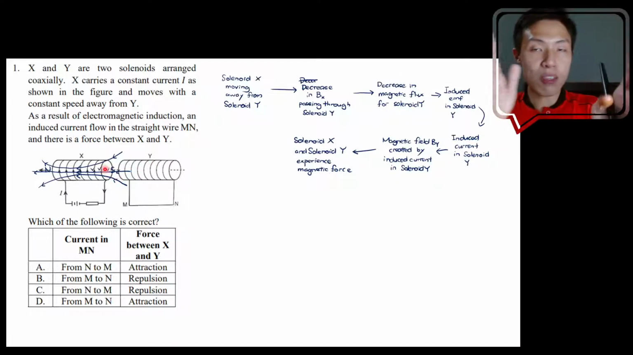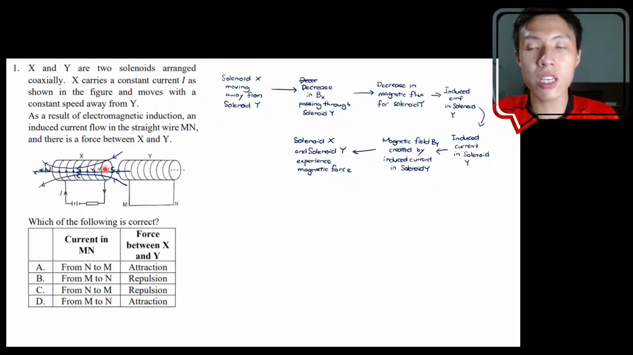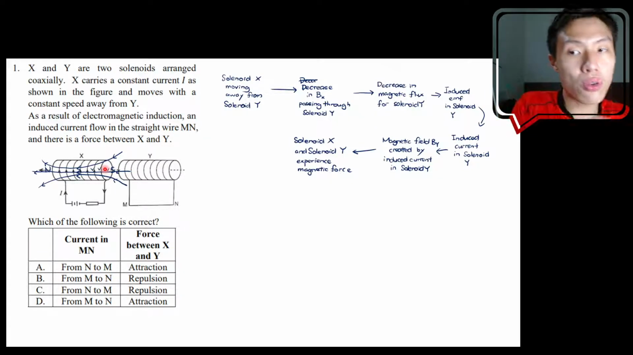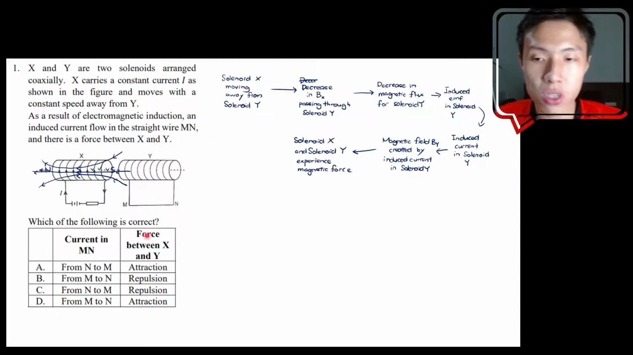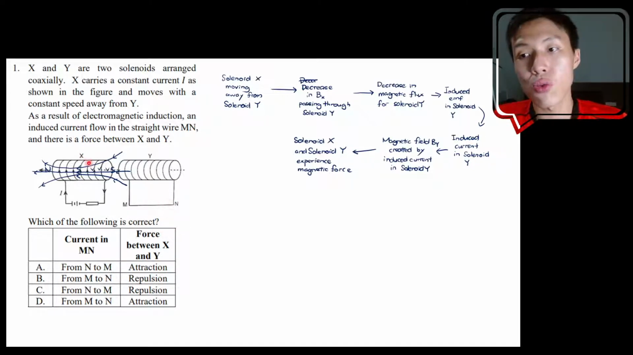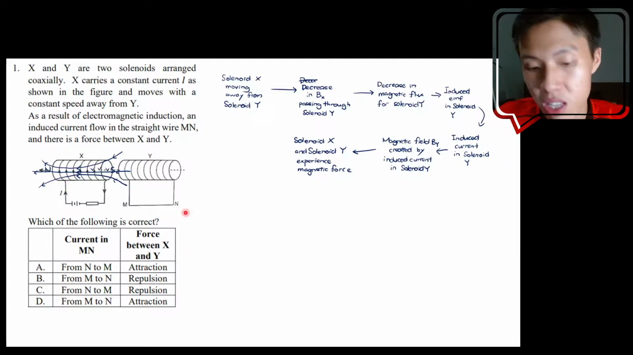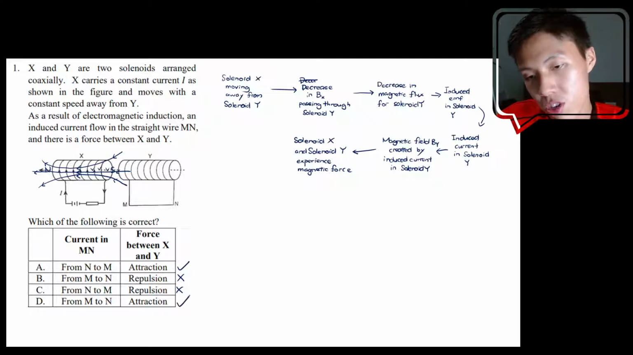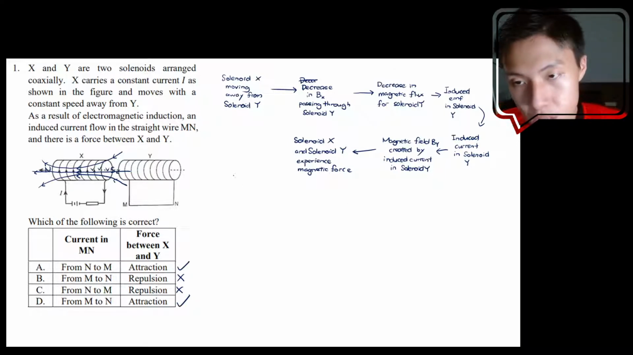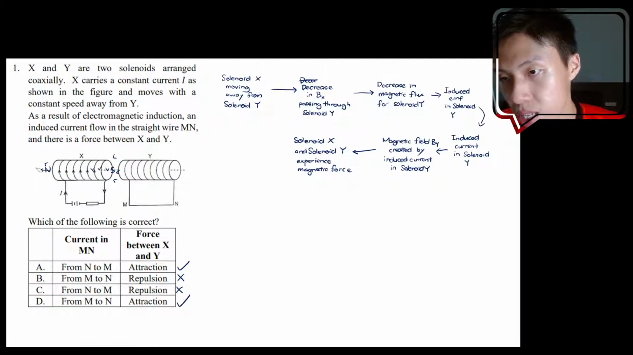The thing is moving away, and you want to oppose it from moving away. That means you want to pull it towards you. So if you want to pull it towards you, the force between X and Y should be an attraction. So from there, we can remove repulsion from the picture. Attraction is correct. Let's keep the diagram a bit simpler and remove all the magnetic field lines.